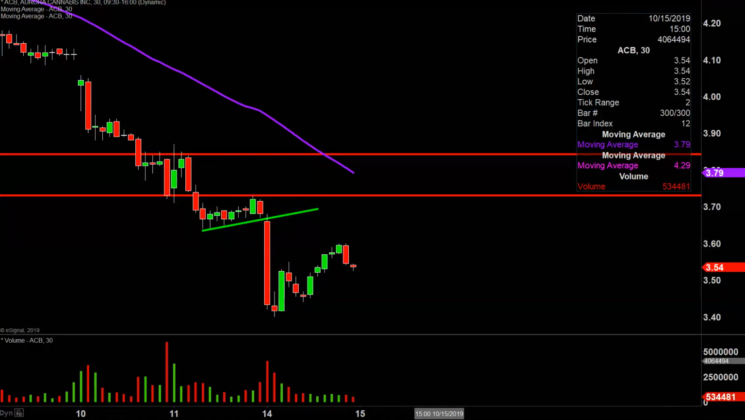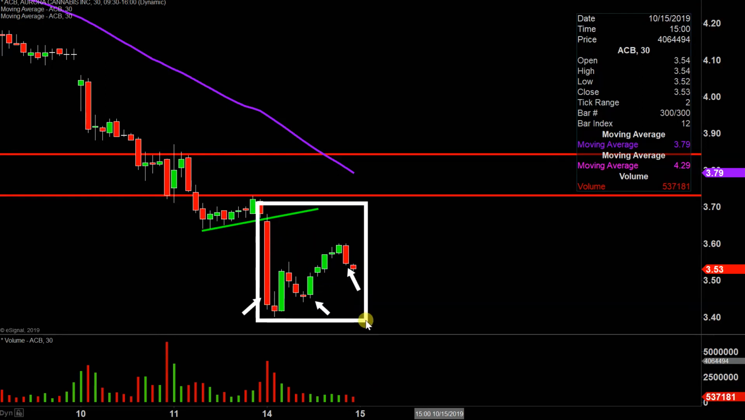Real quick, what do I mean by 30-minute in case maybe you're new to charts? Instead of each one of these candlesticks representing 1 day's worth of price action, which is what you would normally see, each one represents 30 minutes. So while this may look like several days' worth of time, it's actually today's price action broken down into 30-minute time slices.